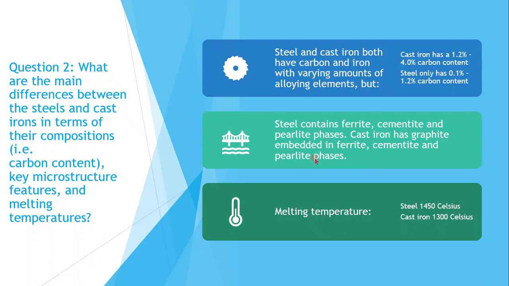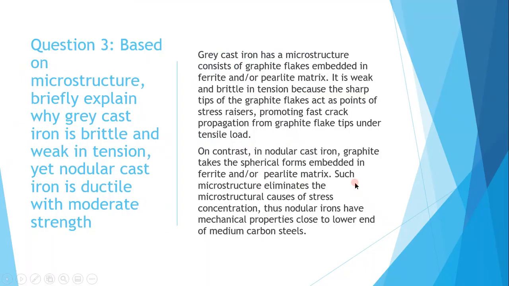So question 2. What are the main differences between the steels and cast iron in terms of their compositions, i.e. carbon content, key microstructure features, and melting temperatures? So our steel and cast iron both have carbon and iron with varying amounts of alloying elements, but our cast iron has the higher carbon content and steel has the lower carbon content. Now steel contains ferrite, cementite, and pearlite phases, and cast iron has graphite embedded in ferrite, cementite, and pearlite phases. So cast iron has the graphite. And remember that graphite is what causes grey iron to snap, undergo brittle fracture if you stretch it too much. Now the melting temperature of steel is a lot higher than cast iron as well, so remember that.